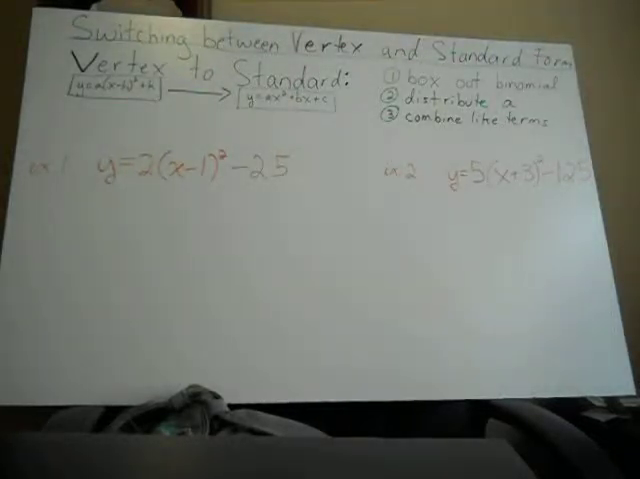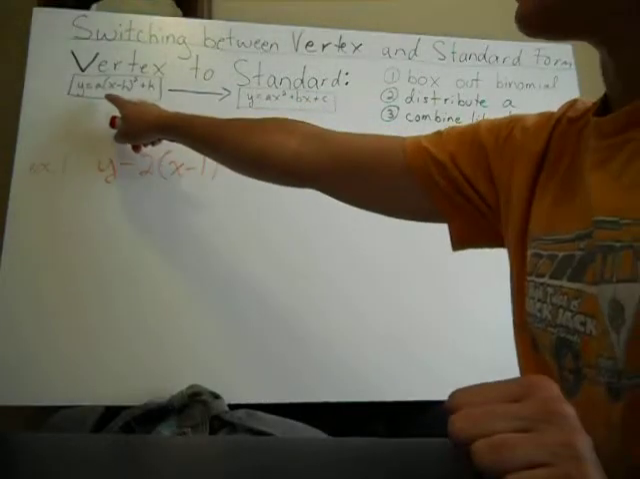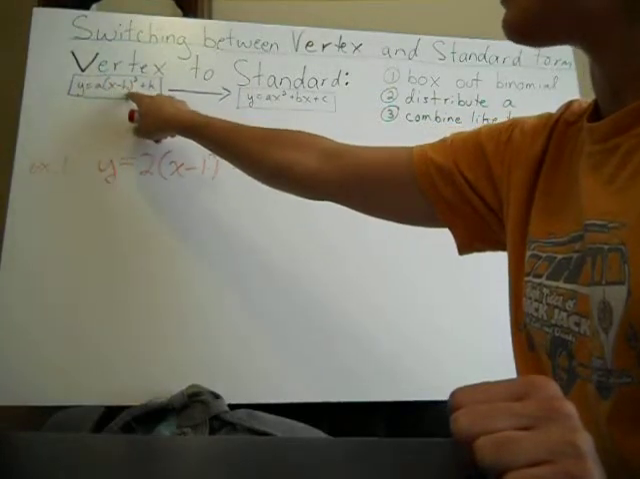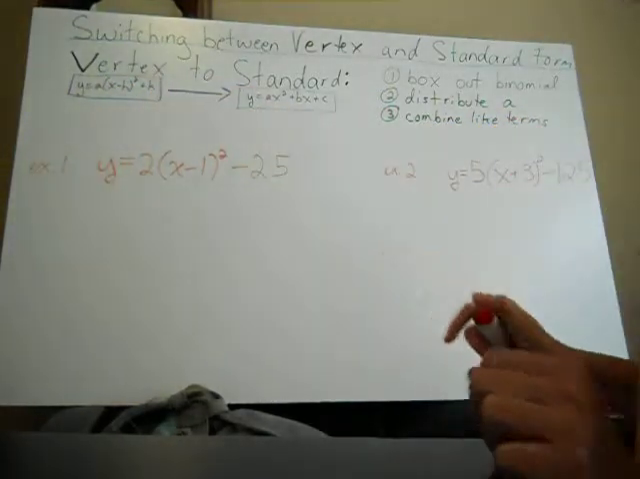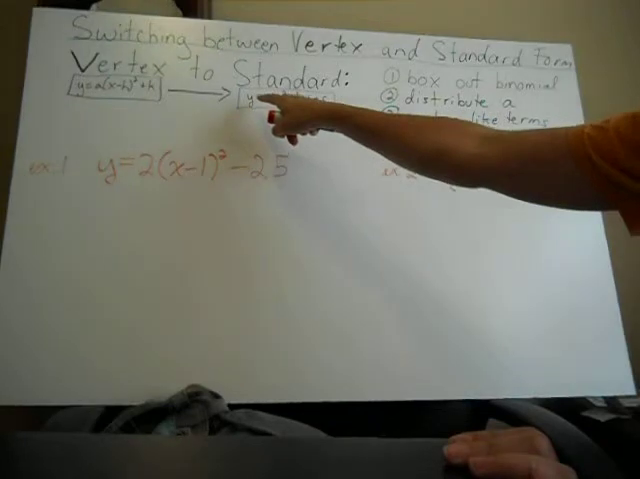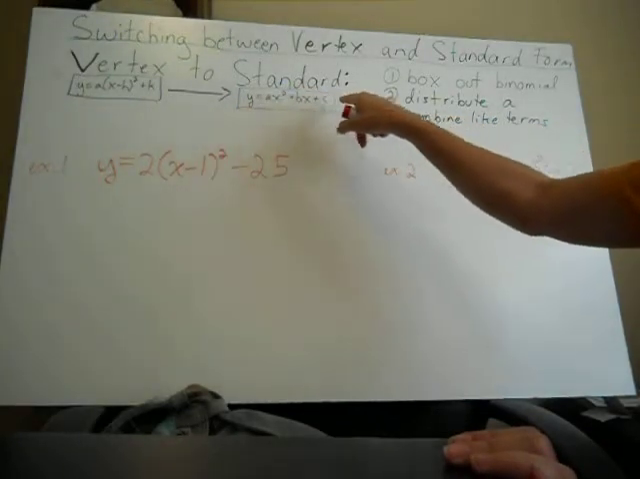Okay, next what you have to be able to do, now that you know vertex form, is be able to switch back and forth between vertex form and standard form. So to remind you, vertex form is this: y equals a times x minus h squared plus k, and standard form is just y equals ax squared plus bx plus c.